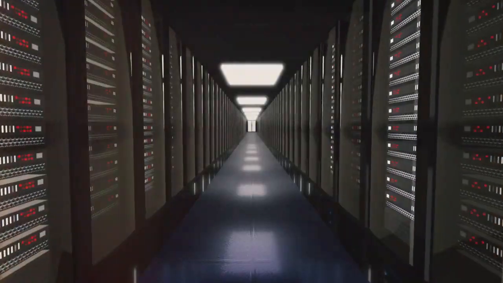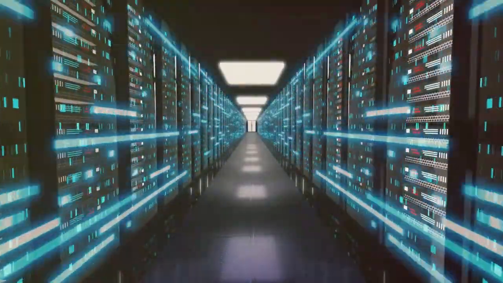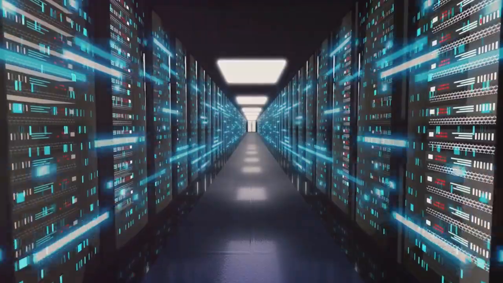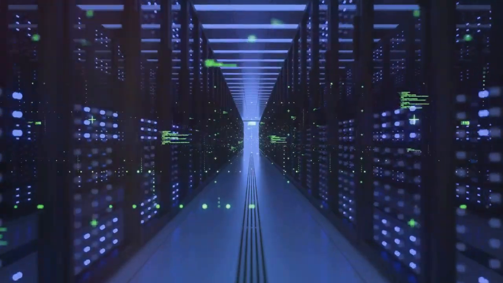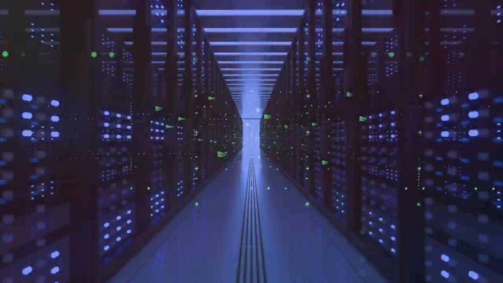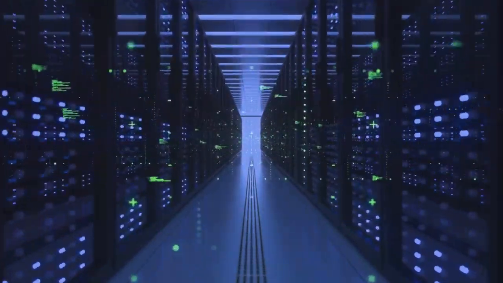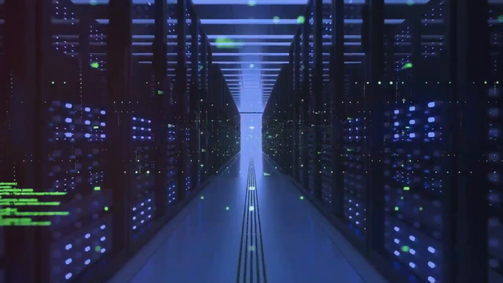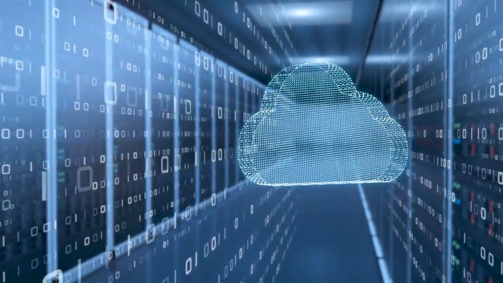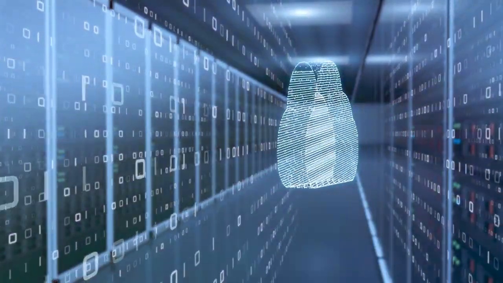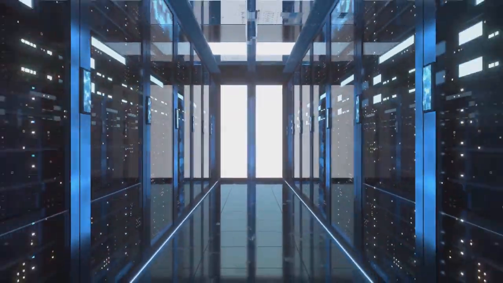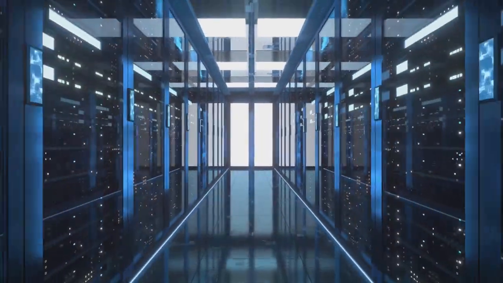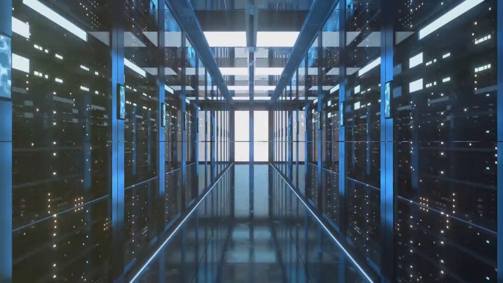But what about control and security? With a traditional data center, a company has complete control over its data and security. It's like having all your groceries in your own pantry. However, in the public cloud, while the provider ensures security, the data is stored off-premises, akin to keeping your groceries in a shared storage facility.